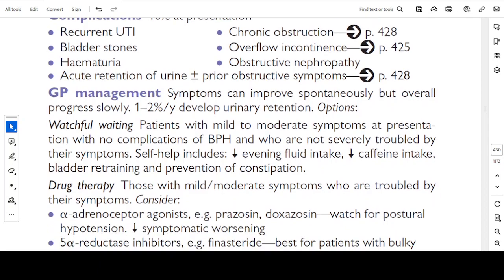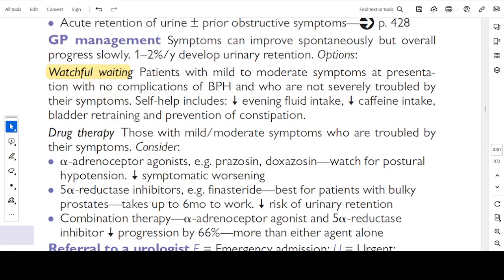GP management. Symptoms can improve spontaneously but overall progress slowly. 1 to 2% per year develop urinary retention. Options are watchful waiting, for patients with mild or moderate symptoms at presentation with no complications of BPH who are not severely troubled by the symptoms. Self-help includes decreasing the evening fluid intake, decreasing the caffeine intake, bladder retraining, and prevention of constipation.